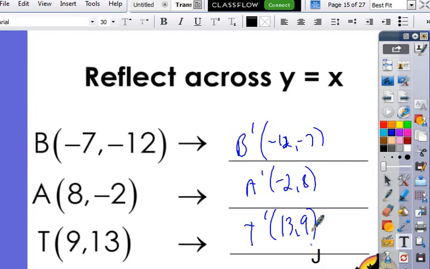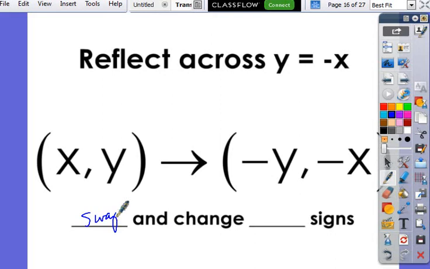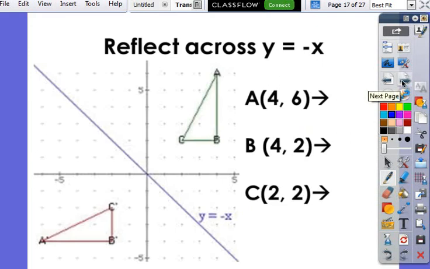Last one, reflect across y equals negative x. I'm going to swap them and change both signs. Swap and change both signs. Make sure we understand this is what y equals negative x looks like. It goes down to the right.